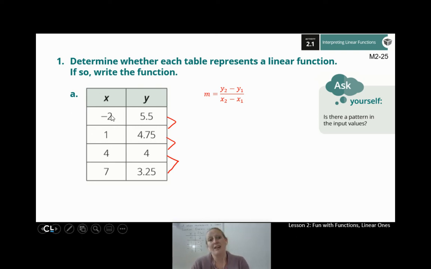Because these are not in perfect little order, it's not like 1, 2, 3, 4, 5. I've got -2 to 1 to 4 to 7. There's all kinds of stuff happening here. I'm going to start by finding the slope between these two sets of points.